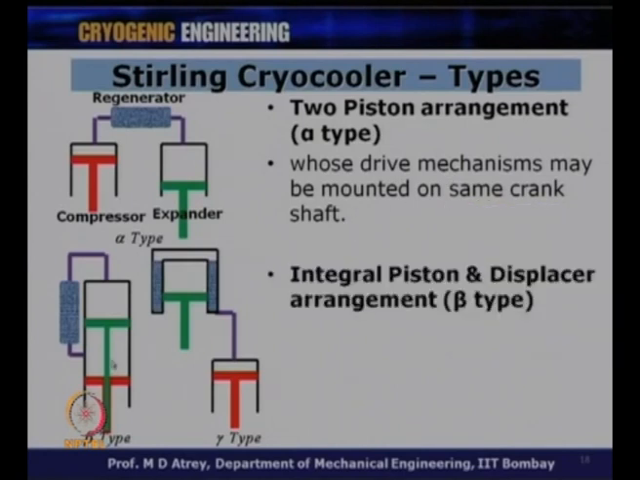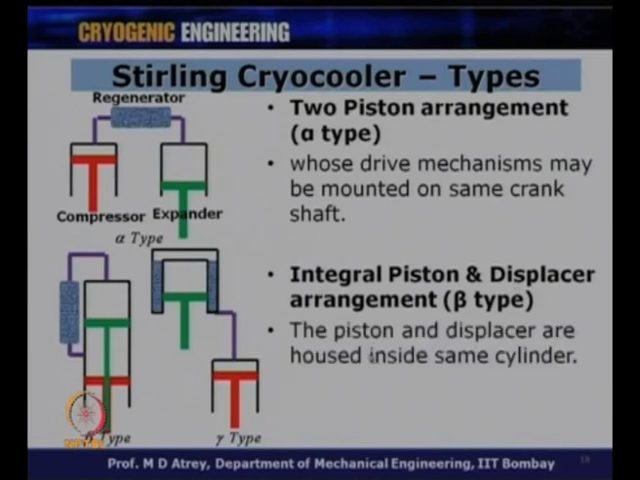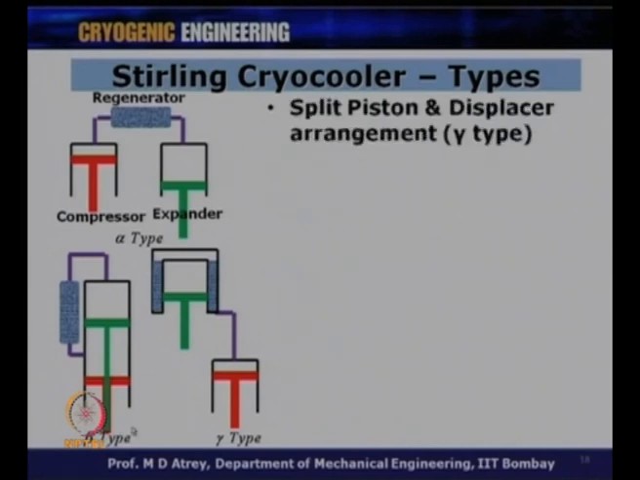The other arrangement, the beta type, is also called an integral piston and displacer arrangement. That means the piston and the displacer are housed inside the same cylinder. Here you can see the piston is over here, and this is the compression swept volume, while above the expander displacer we have an expansion volume. Both could be driven by the same crankshaft, the same crank driving the piston and the displacer.